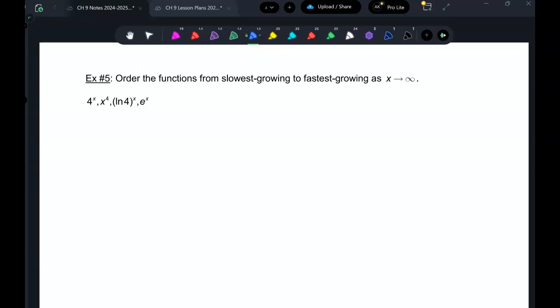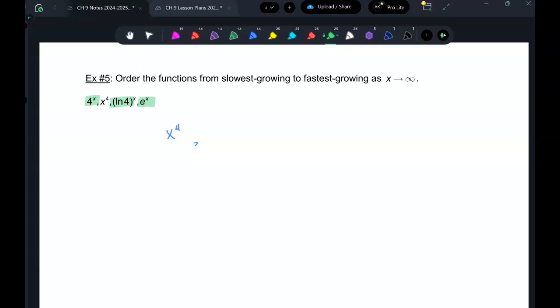We have 4 to the x, natural log of 4 to the x, and e to the x. You want to predict which one's going to grow the slowest? These all grow at the same rate, we know that. If we're talking about rate of growth, these are all exponential functions: 4 to the x, natural log of 4 to the x, and e to the x.